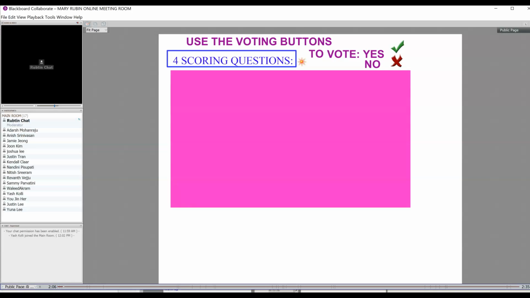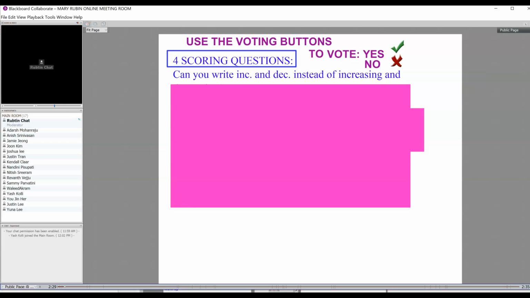Let me just double check. Okay. So you will not be able to see everybody else's responses, just so you know. You'll only see what you answered, and then we will take a look at it. Okay. First question. If I can move it. Okay.